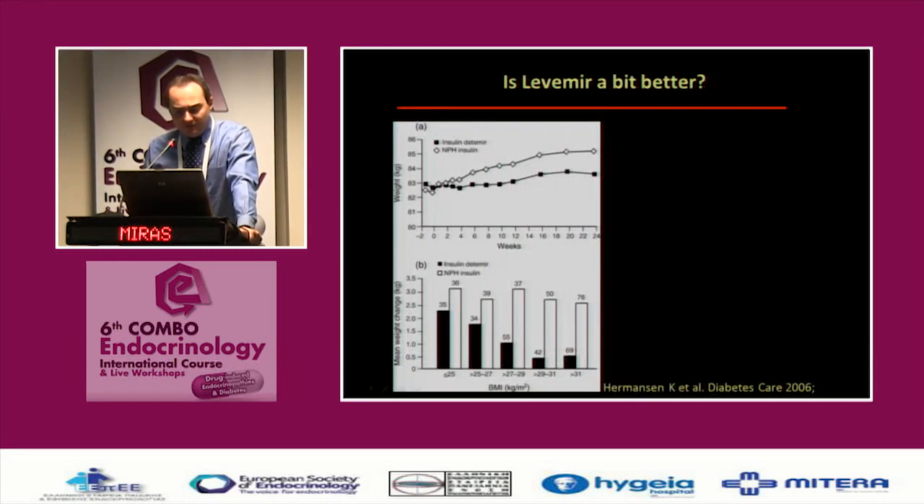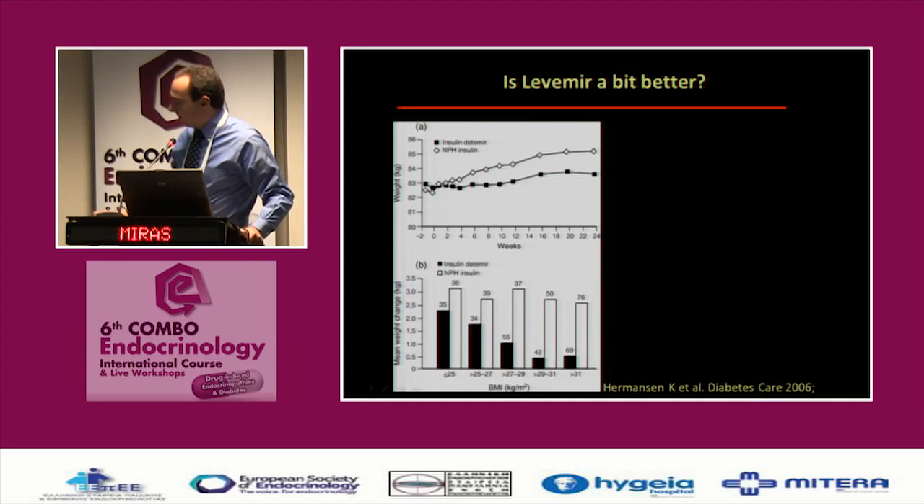There are more and more insulins coming out in the market, very sophisticated compared to the one that we were used to in the 90s and early 2000s. This is an example of Levemir, and there is a little bit of evidence that it might be a little bit better than the other long-acting insulins in terms of weight.